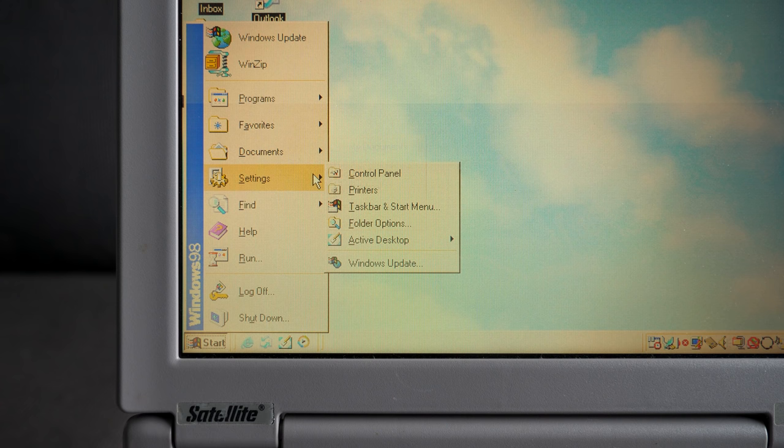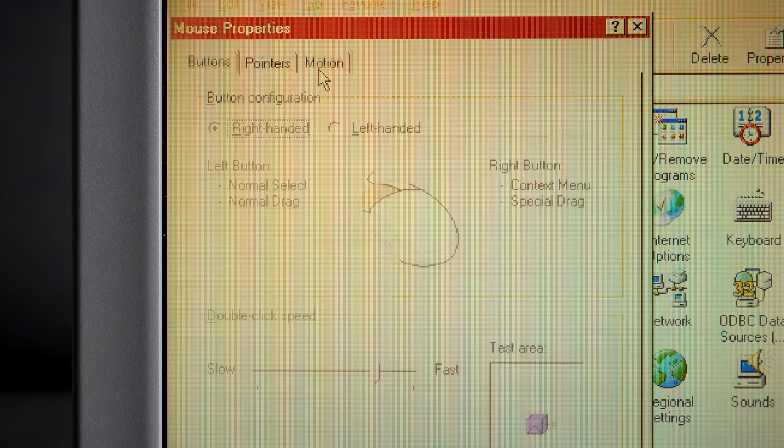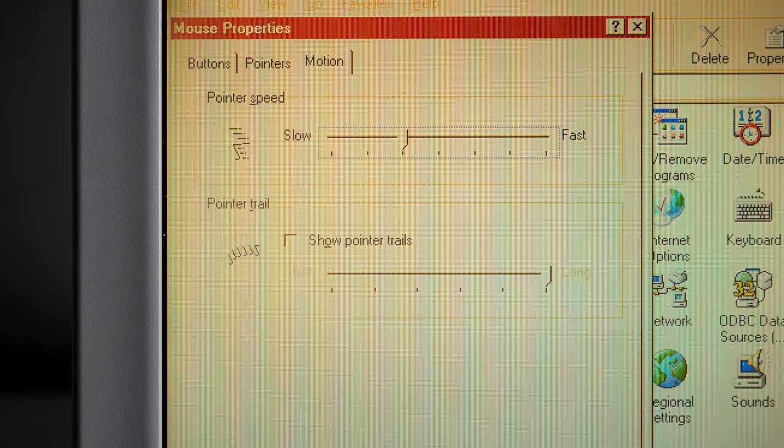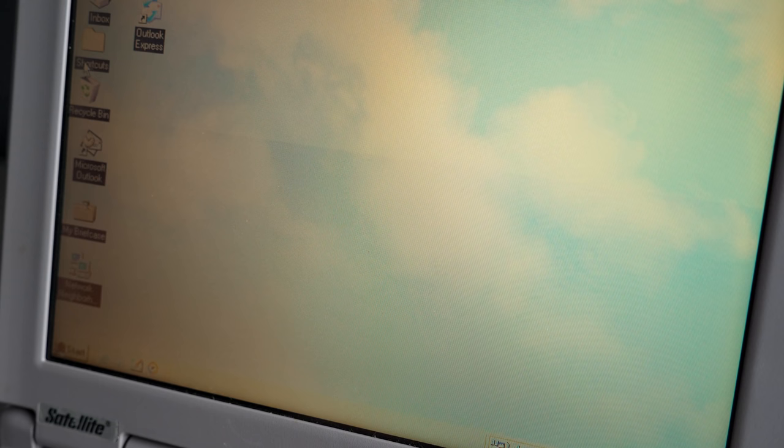And so if you've ever gone into like the mouse control panel and seen that option for mouse trails, that's actually why that exists. By turning mouse trails on, it leaves that trail of the cursor. So when you're moving it around on screen, you can actually see it.